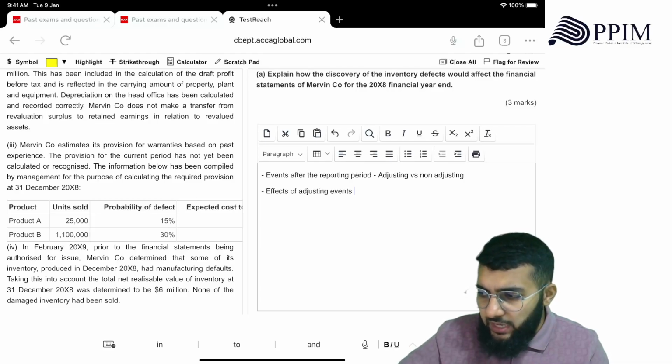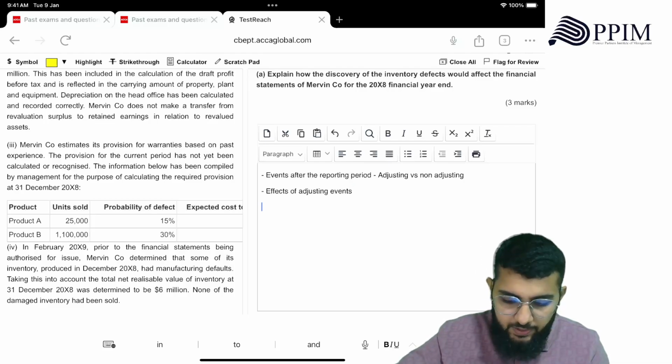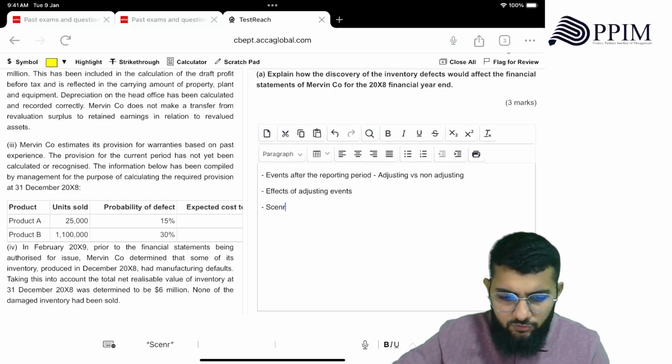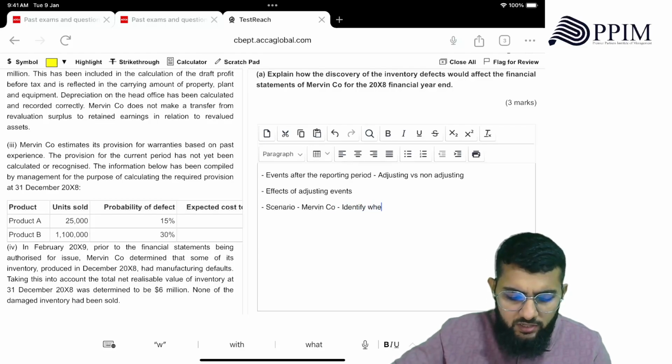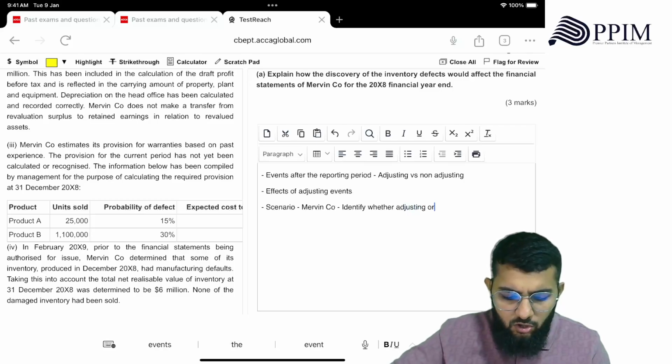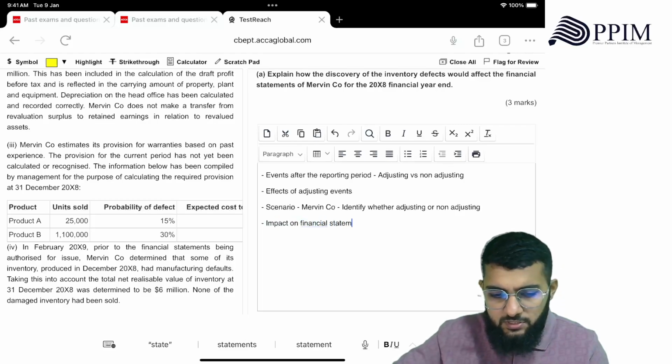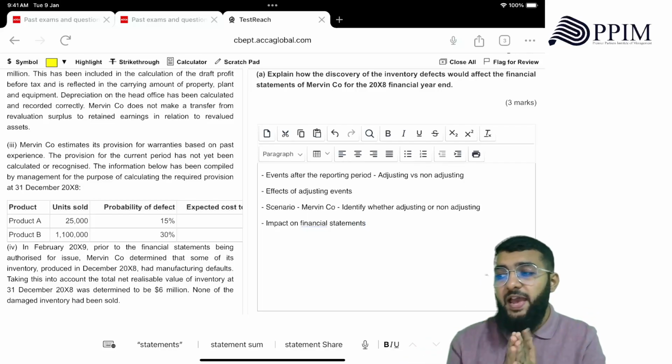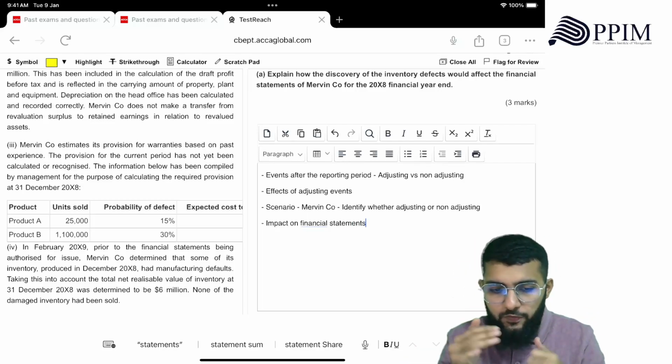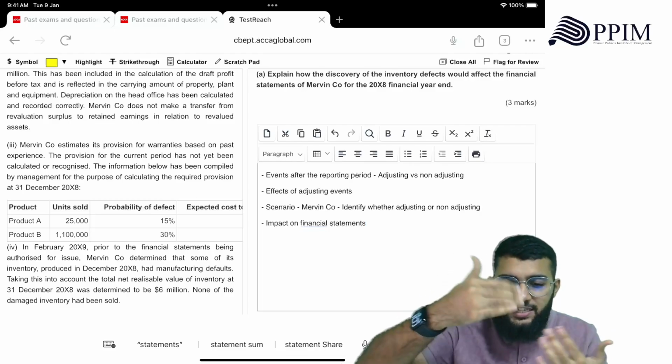Then you will have to connect it to the scenario, Mervyn Co., and identify whether adjusting or non-adjusting. And then the final is going to be the impact on financial statements. So you expand these points when it comes to the answer.